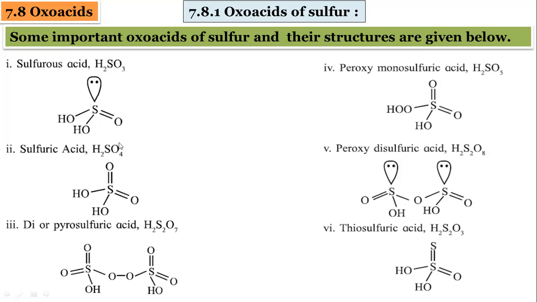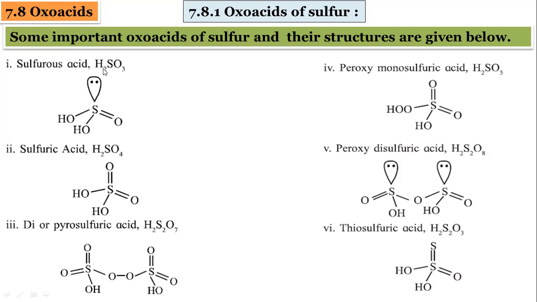Structures are asked for 2 marks, 3 marks, or 4 marks. Many times these structures are asked for 3 marks also, 4 marks also. They can ask the question, draw the structure of sulfurous acid. They will give the name only. We have to remember the formula. They will not give the formula. They will give the name only. Draw the structure of sulfurous acid.